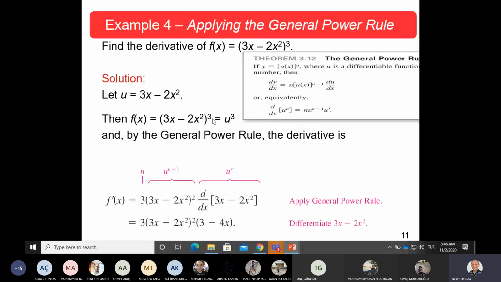What is n? n is 3. That means u to the power n minus 1 is what? (3x minus 2x squared) to the power 2, times what? Times du/dx, which means u prime. Or you can think like that.